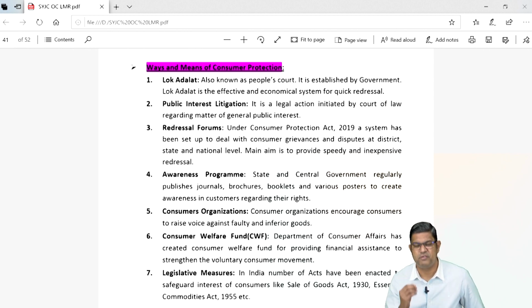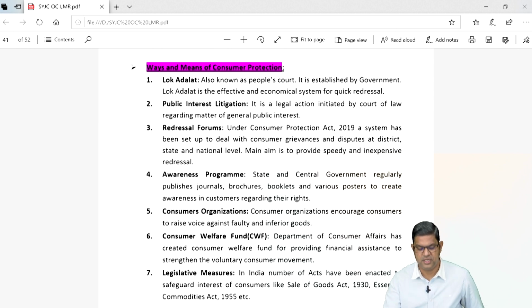Okay, if they get trapped, what should they do? How should they be approaching towards the solution? All such types of informative videos and informative brochures, articles, programs are presented to them. So the state and central government regularly publishes their journals, brochures, booklets, and various posters so that consumer awareness can be created about the rights of consumers.